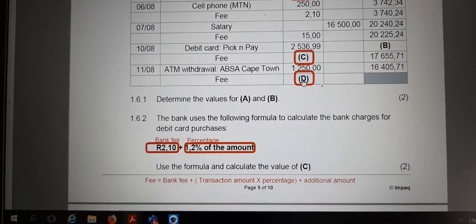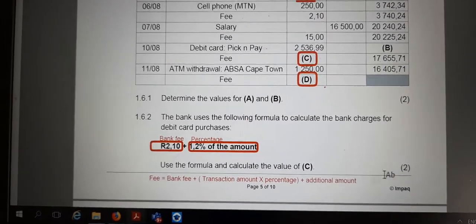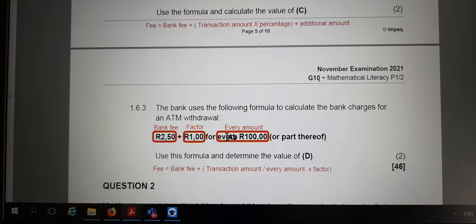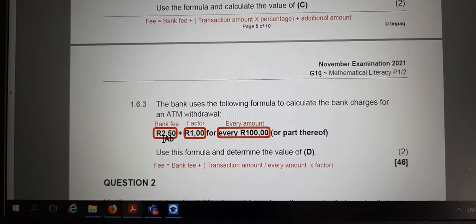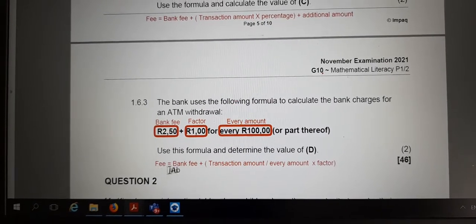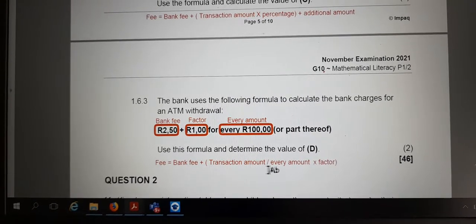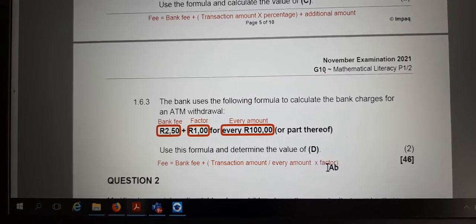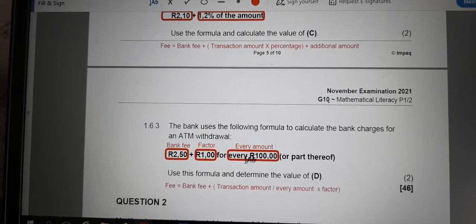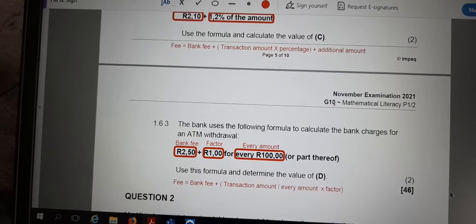Now, for example, here they ask us for D in the next problem, in the next line. But in this case, they gave us a formula that is different. You see, we have a bank fee, we have a factor, we have every amount. So I want you to know to rewrite the formula like this: fee is equal to bank fee plus transaction amount divided by every amount times the factor. So please, when you get these formulas, rewrite them like this. Then let's go and check for D.